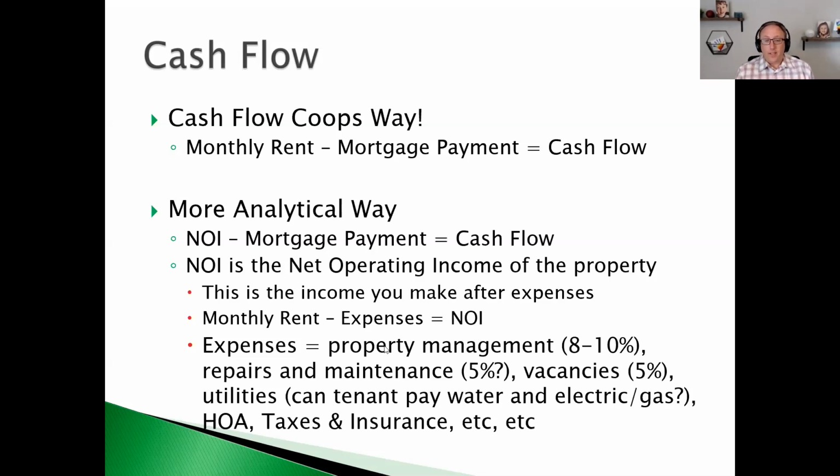So expenses, we understand these are the typical expenses in owning a rental property. We figure that out, subtract that from the monthly rent. It produces our NOI, our net operating income. And then we can take that NOI and pull it back up into the cash flow. And so we take our NOI now minus the mortgage payment equals our cash flow. All right.